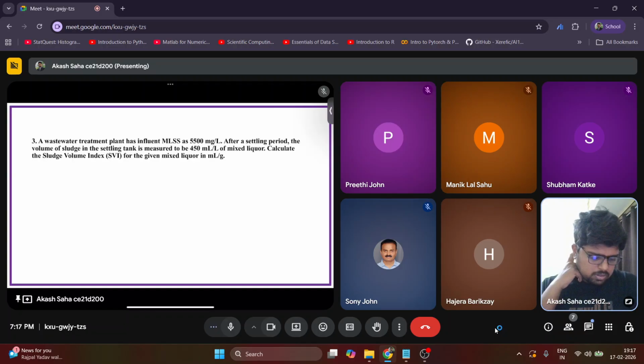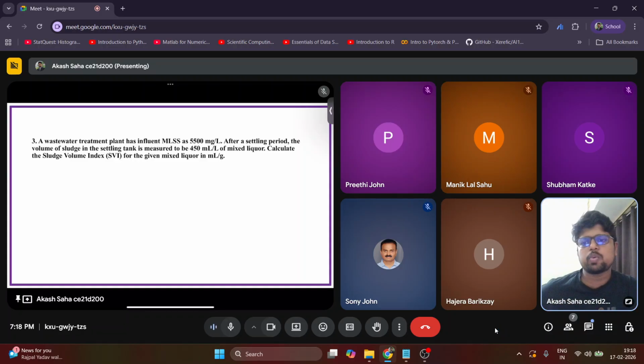Another small numerical. A wastewater treatment plant has influent MLSS as 5,500 milligram per liter. After a settling period, the volume of sludge in the settling tank is measured to be 450 milliliter per liter of mixed liquor. So calculate the sludge volume index for the given mixed liquor in milliliter per gram. So I have to find out the sludge volume index.